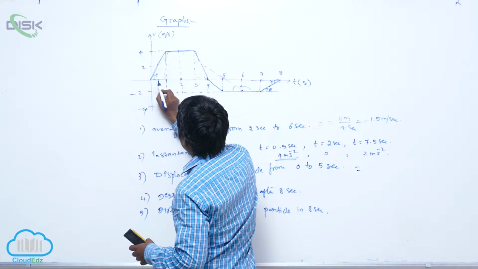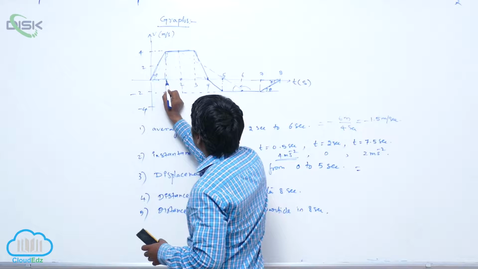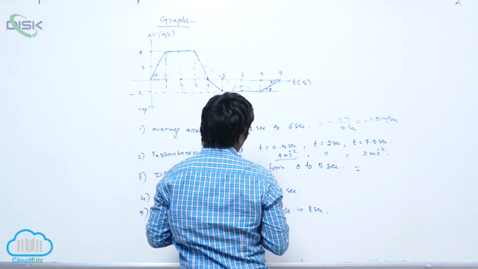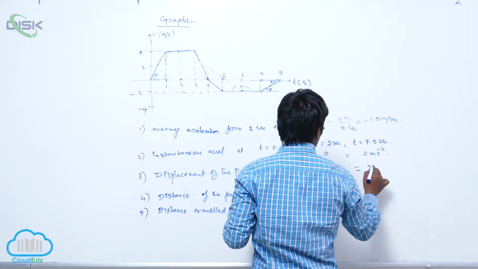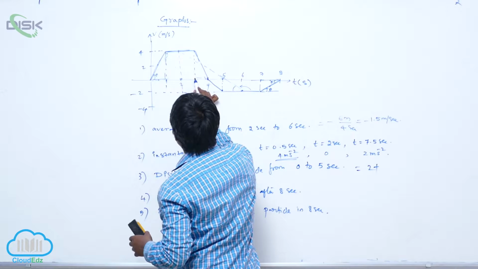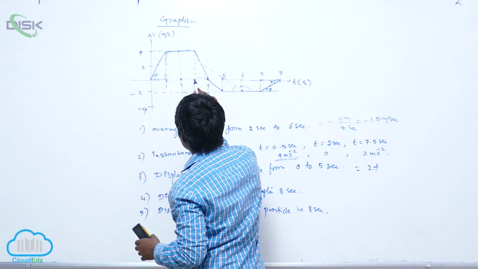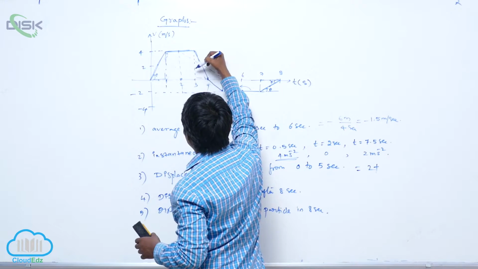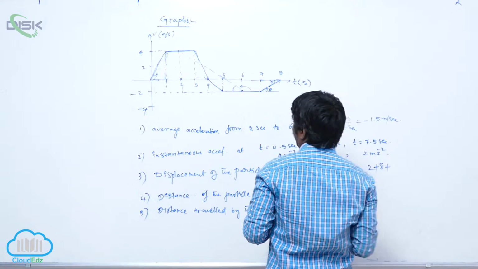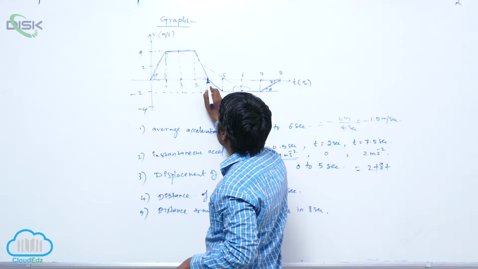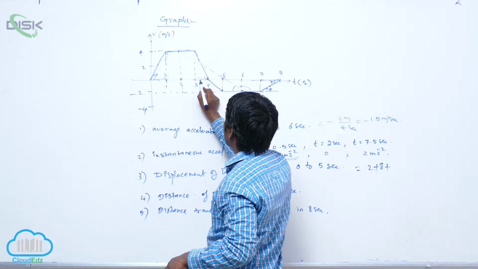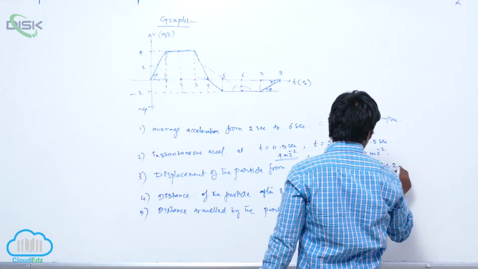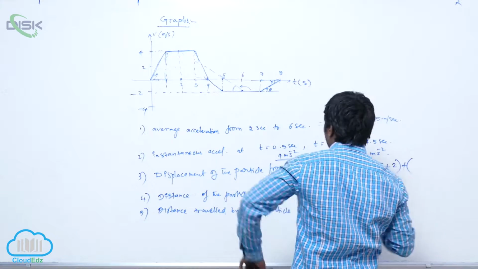So this is a triangle, half into base 1 into height, that is 4. Half into 1 into 4, 4 by 2, that is equal to 2, plus this rectangle from here to here 3 minus 1, that is 2 seconds, and this 4, 2 into 4 gives you 8 meters, plus again half into base 1 second into height 4, that means 4 by 2, that is 2. This is positive, plus this is again negative.